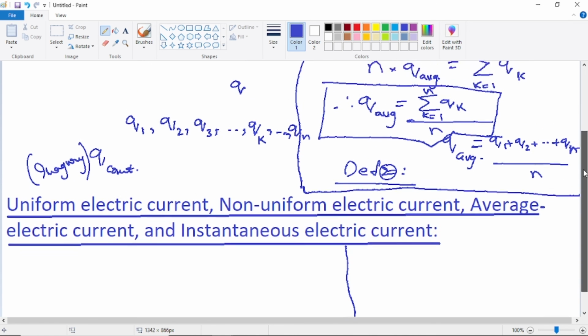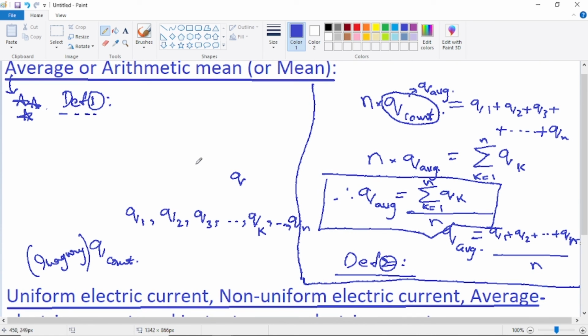So the definition of average, once again, just see. Whatever things we are seeing here are simple, nowhere is any complication there. A quantity is measured n number of times. So Q1, Q2, Q3 like that, and so on up to Qk and so on up to Qn. All these values are usually different.